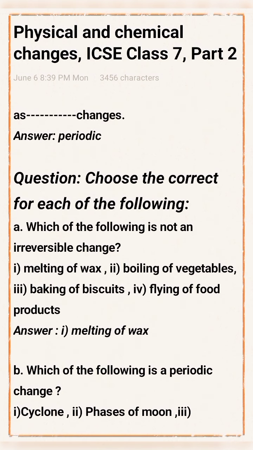Question A. Which of the following is not an irreversible change? Option 1, melting of wax. Option 2, boiling of vegetables. Option 3, baking of biscuits. Option 4, frying of food products. The answer is option 1, melting of wax.